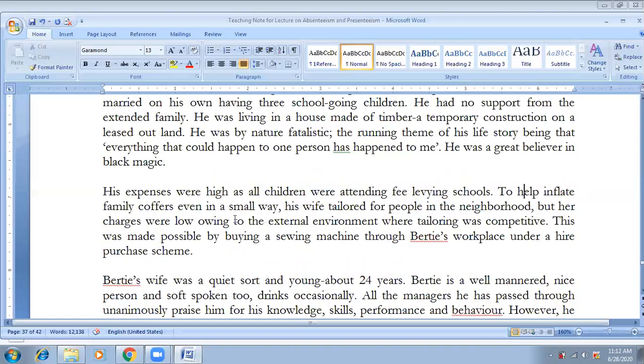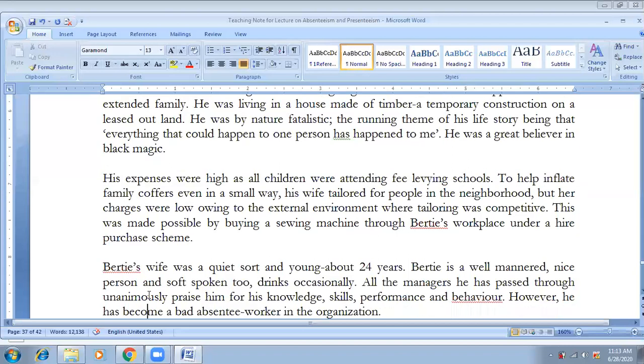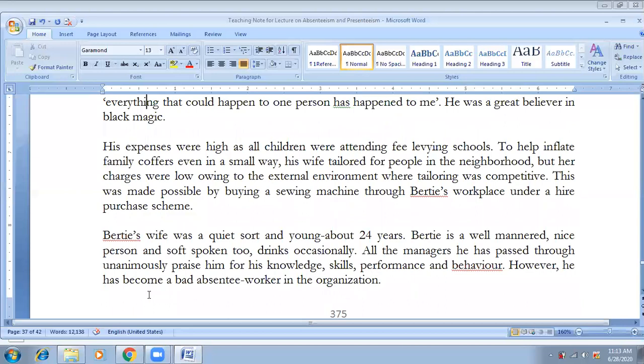Then to help inflate family coffers, what is coffers? Coffers means essential money, funds to spend on essential things at home. So in a small way, his wife tailored for people in the neighborhood, but her charges were low owing to the external environment where tailoring was competitive. This was made possible by buying a sewing machine through Bertie's workplace, under a higher purchase scheme. So that means Bertie's workplace is good in that sense, that Bertie got a sewing machine on a higher purchase scheme. That's why the wife could help him by earning some money.